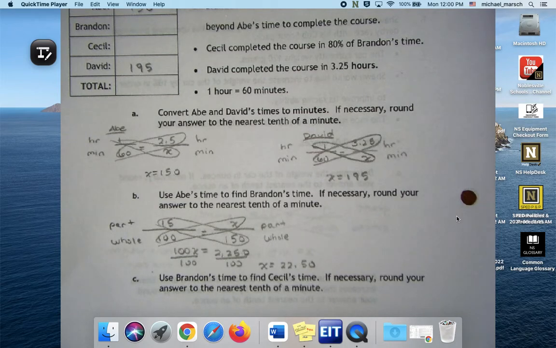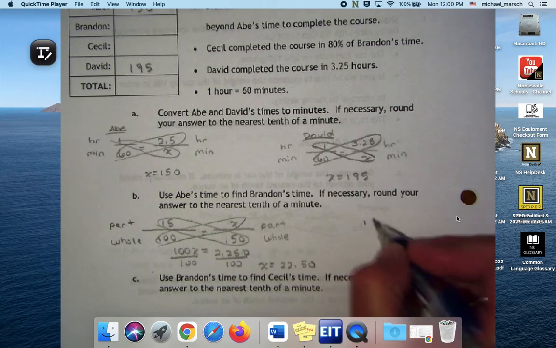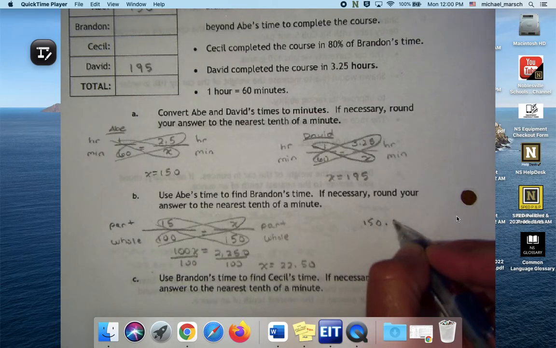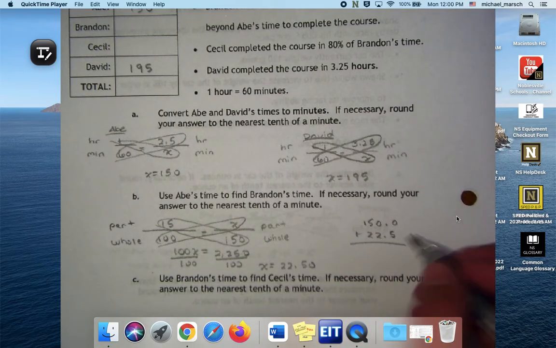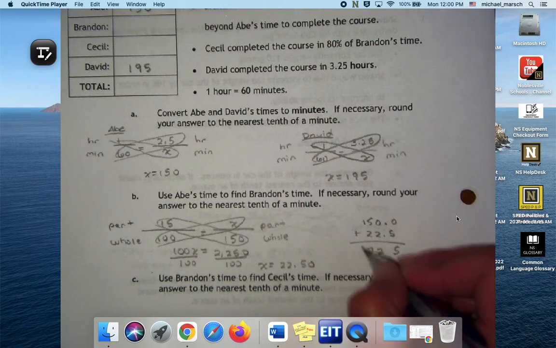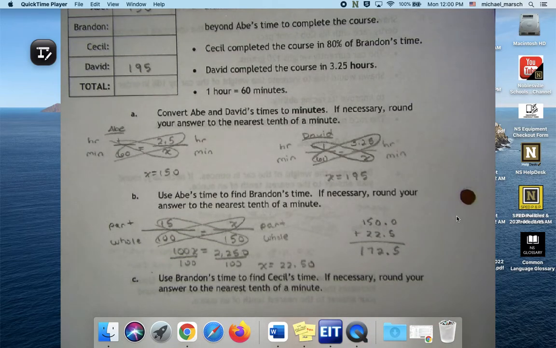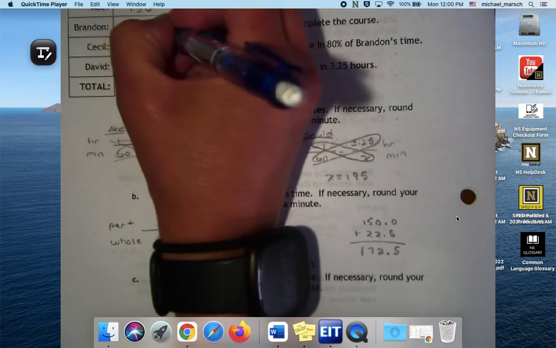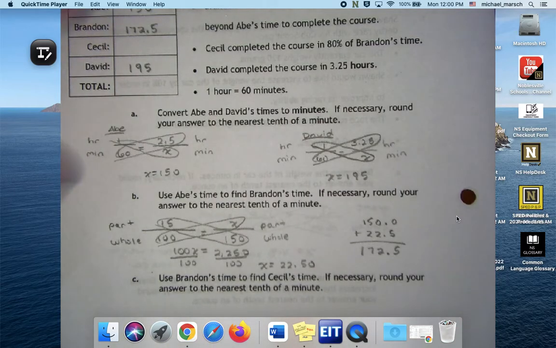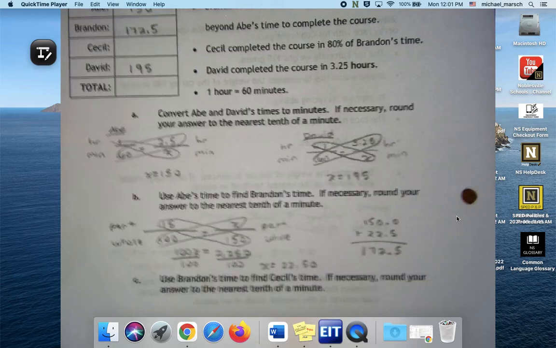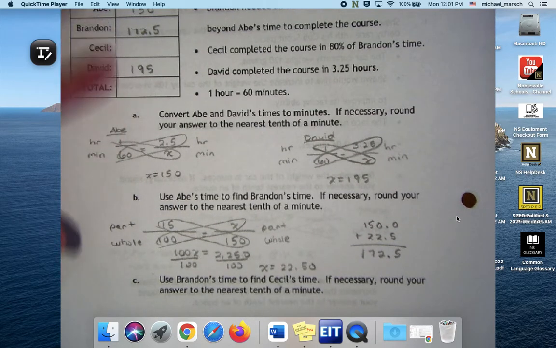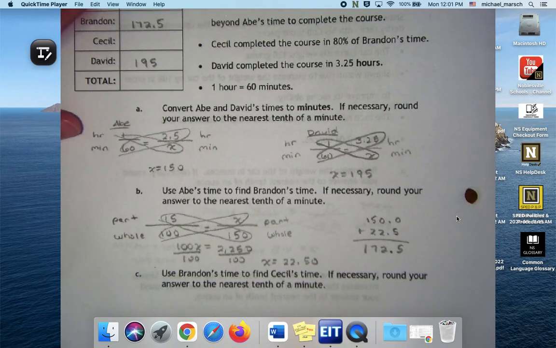What am I going to do with that 22.5 minutes? Add it to Abe's time, right? So 150 plus 22.5. I make sure I line up my decimals when I'm adding. So Brandon's time is 172 minutes and 50 seconds. Or 172.5 minutes, which is 172 minutes and 30 seconds. Are you guys filling in this table up here? Organizing your information? Good, good.